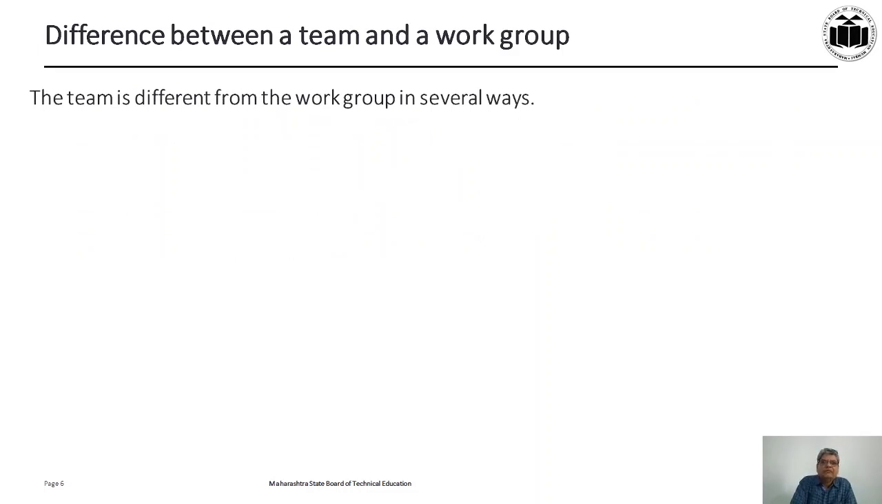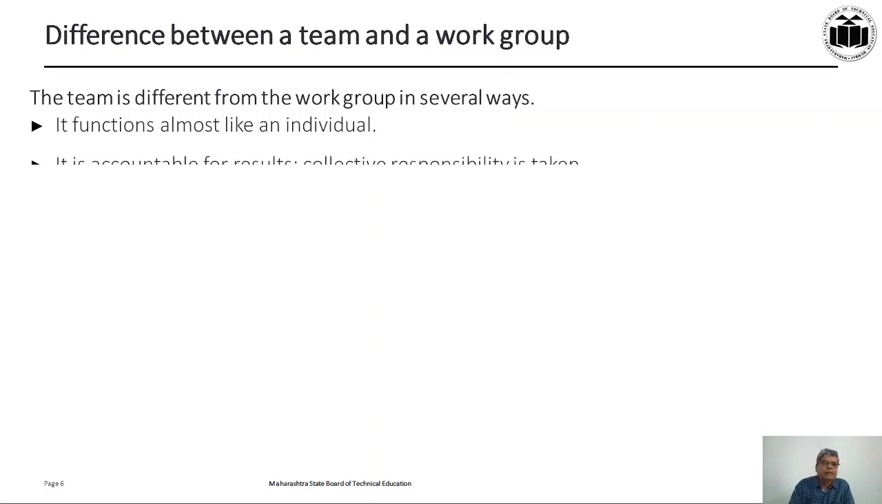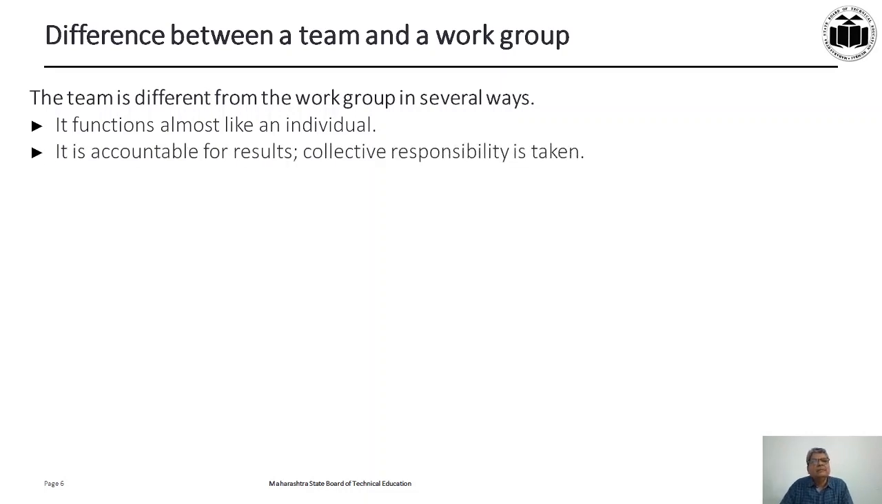The team is different from the work group in several ways. It functions almost like an individual. So there may be 4, 5, 6 people working together, but they act as a single entity, as a team. It is accountable for results.